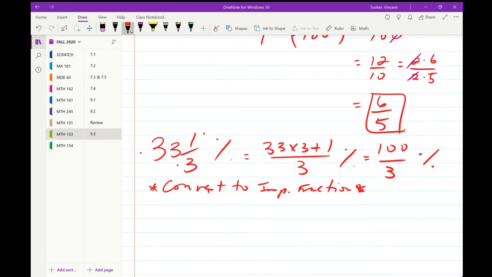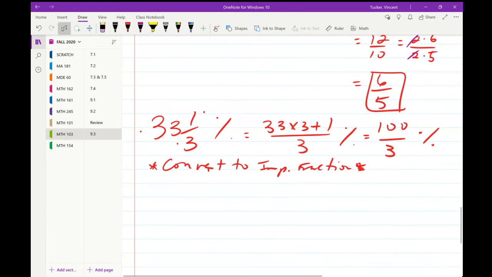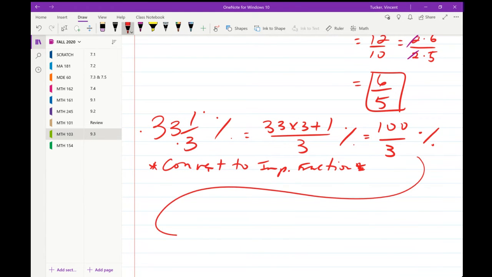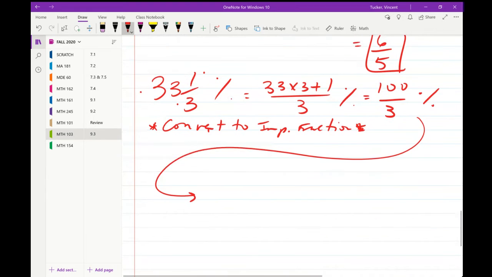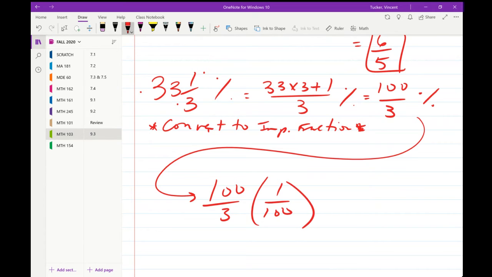Now we're still in percent, so don't forget we have not lost our percent sign. So even though it's a solid fraction for us, we're still in the percent. So now 100 over 3. Substitute 1 over 100 for the percent sign. Since I have a 100 here and a 100 here, I can go ahead and cancel those out. And that leaves me with 1 over 3.